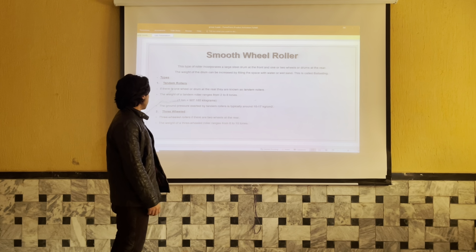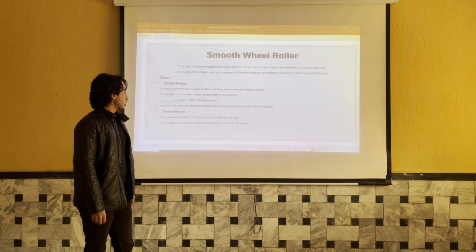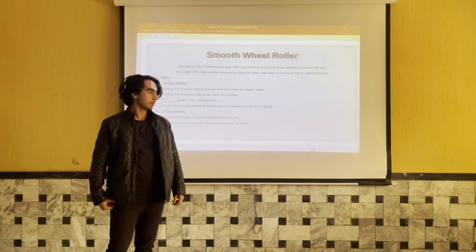And for 3-wheel rollers, if there are 2 wheels at the rear, the weight of a 3-wheel roller ranges from 8 to 10 tons. Next slide, please.